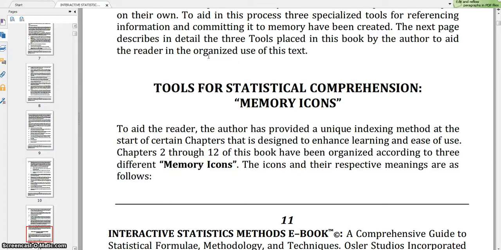Now, when it comes to the book in and of itself, it's organized using what's called memory icons. All right, so chapters 2 through 12 of the entire book are designed to guide you in a workflow so that you can comprehend material and so that you know what needs to be included in rote memory, what you need to be aware of, and how these things tie into the overall relationship between statistics and research.